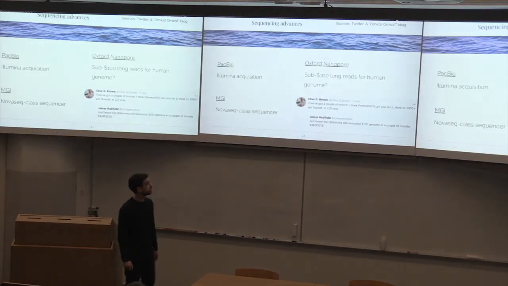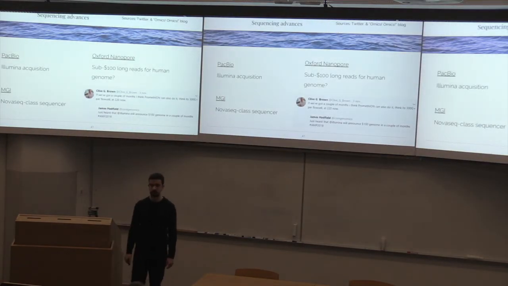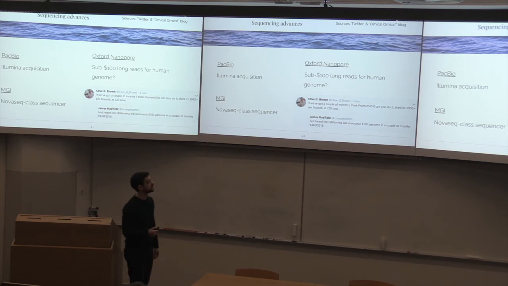So I quickly mention some things about sequencing advances. Many of you have probably heard this news. PacBio acquired Illumina. Nanopore is promising cheaper sequencing soon enough. And there's a new type of NovaSeq-class sequencer which is being introduced by a Chinese company, I think. If you are familiar with all this, it's not news. If you are not, my sources are Twitter and a nice blog called Omics Omics to get nice information about new sequencing technologies.